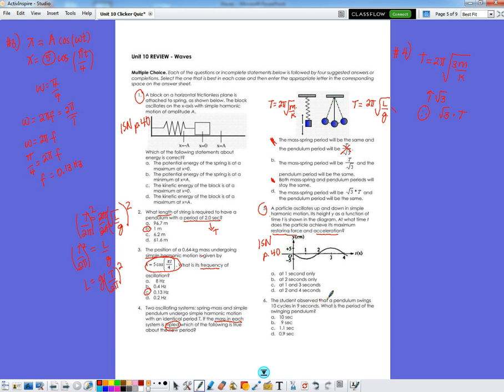Okay, number 6, a student observed that the pendulum swings at 10 cycles in 9 seconds. What is the period? I was always asking you about this one. What is a period? Period is the time per cycle, one complete cycle. So here, if we have 9 seconds and it will make 10 cycles, it means if you have 9 divided by 10, that will be 0.9 seconds in a cycle. So our answer is letter D.